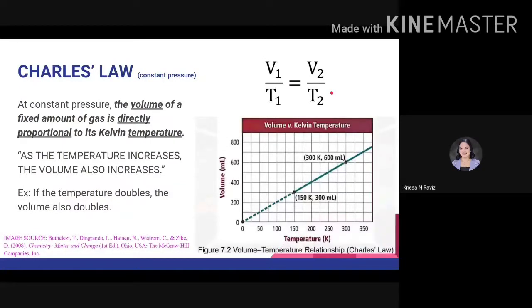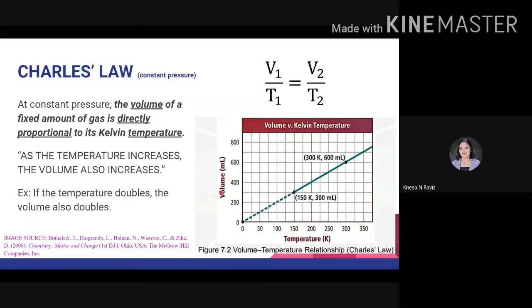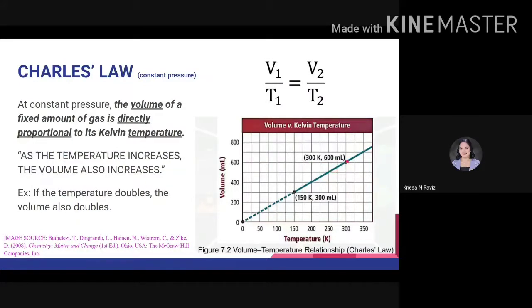And for us to be able to understand this Charles' law better, here is a graphical representation. On the x-axis, we have the temperature in Kelvin, and on the y-axis, we have the volume in milliliters or ml. At this point, temperature is 150 Kelvin and the volume is 300 ml. So what happens if we double the temperature to 300 Kelvin? The corresponding volume also doubles to 600 ml.